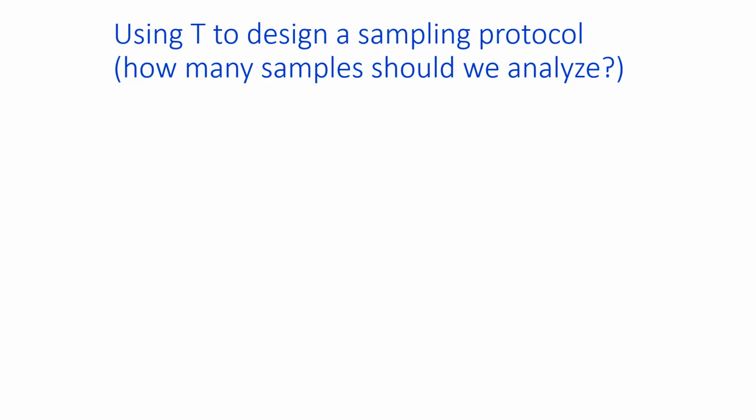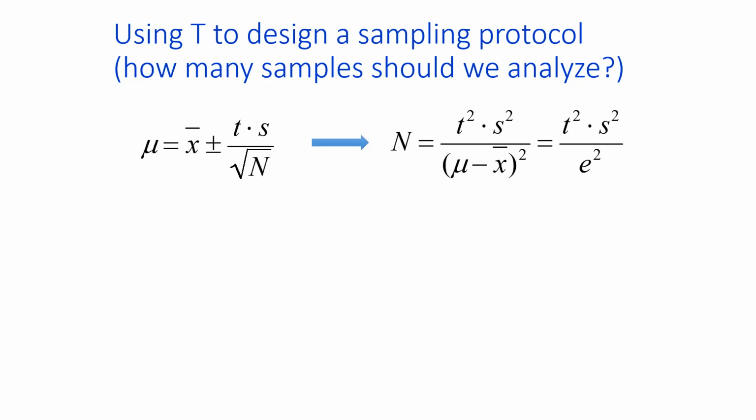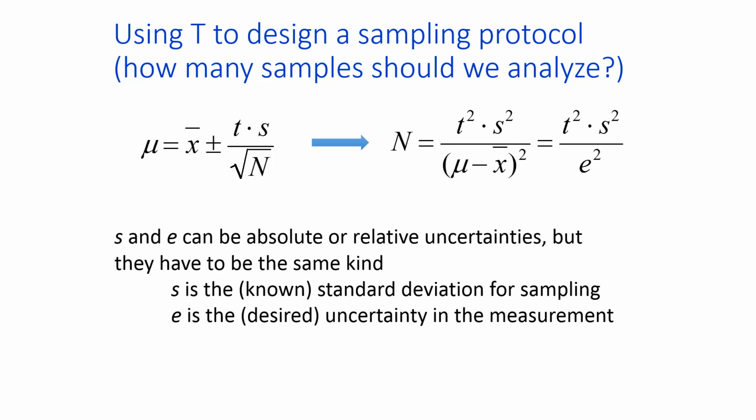We can also use Student's t to design a sampling protocol to tell us if we want a given uncertainty level, how many samples should we analyze. So we go back to our original t equation, but we rearrange it to solve for n. That's what we care about, is how many samples should we analyze. We also substitute mu minus x, or mu minus the mean. This is just a measure of error. How wrong is x bar compared to mu, the true answer.